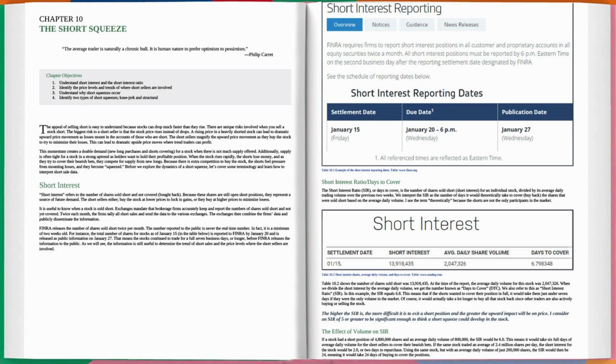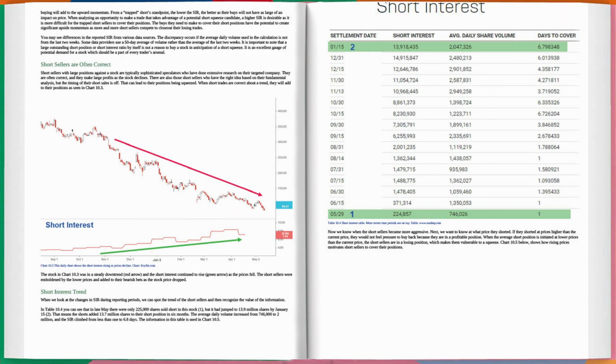When their short position is at a loss and the stock has strong upward momentum, the short sellers feel trapped in their losing position. They know their buying will add to the upward momentum. From a trapped short standpoint, the lower the SIR, the better, as their buys will not have as large of an impact on price. When analyzing an opportunity to make a trade that takes advantage of a potential short squeeze candidate, a higher SIR is desirable as it is more difficult for the trapped short sellers to cover their positions. The buys they need to make to cover their short positions have the potential to create significant upside momentum as more and more short sellers compete to close out their losing trades.